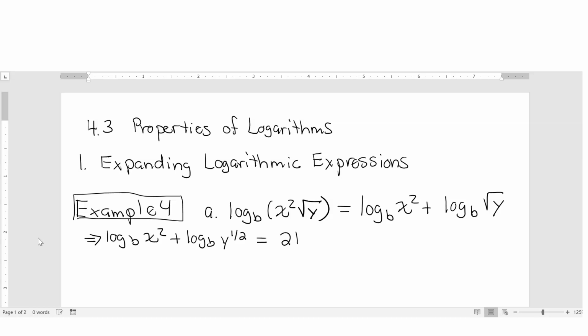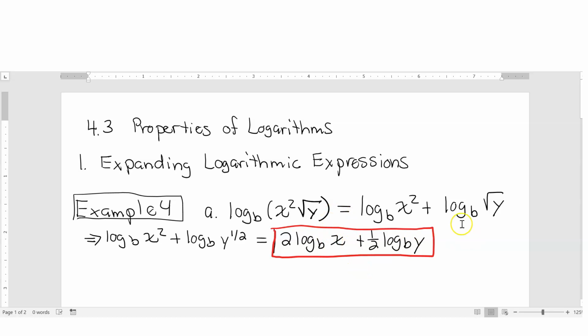And this will now be 2 log to the base b of x plus 1/2 log to the base b of y. When you're expanding these expressions, your arguments, whatever letters they are, should be just the singular letters, such as x and y, as you see here. You should make sure that there were no remaining exponents that you didn't change using the power rule.